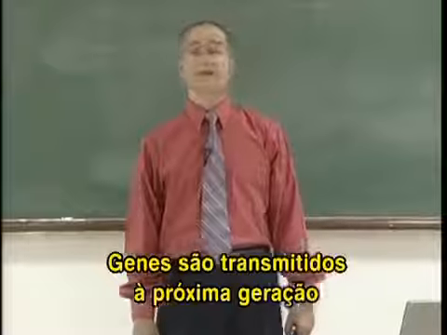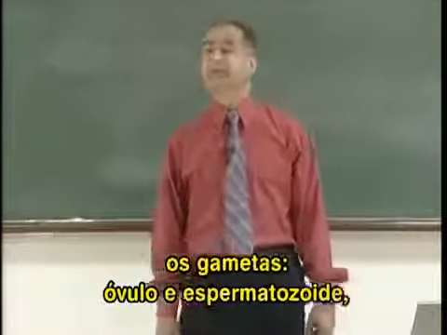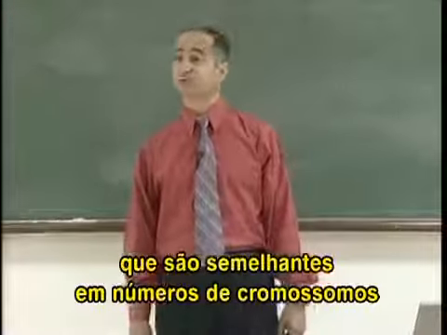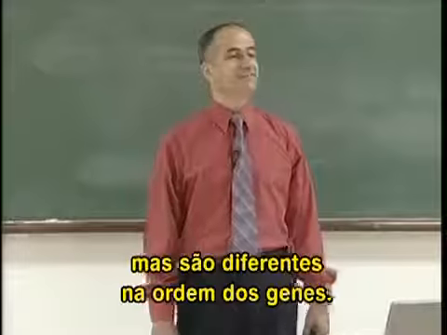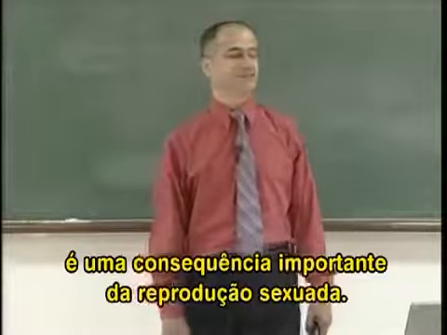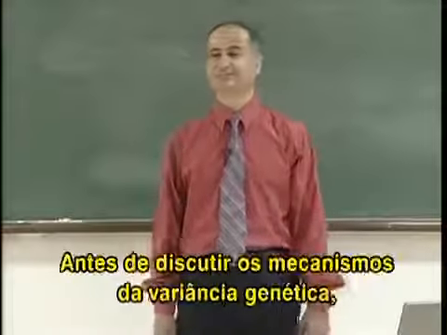So genes are passed to the next generation through the reproductive cells, the gametes, the egg and sperm, that are similar in chromosome number, but they are different in the gene order. Therefore, genetic variation is an important consequence of sexual reproduction.